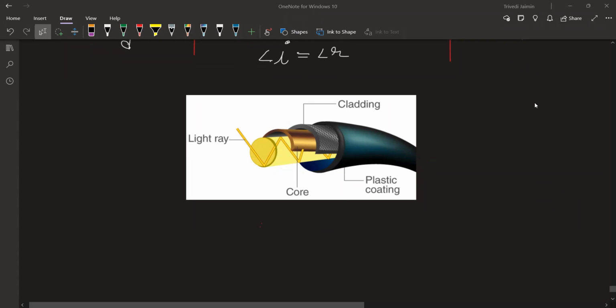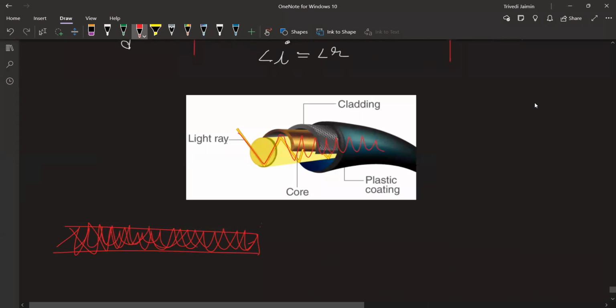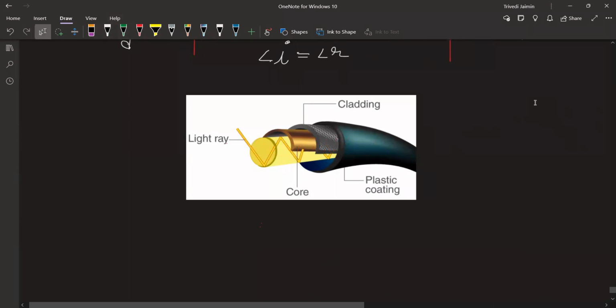What will happen? These light rays keep reflecting internally. It will not leave until it is exited, until we give output for that. One ray will keep reflecting, and in the same way, however many rays we send will keep reflecting. So we are using this total internal reflection in optical fiber.